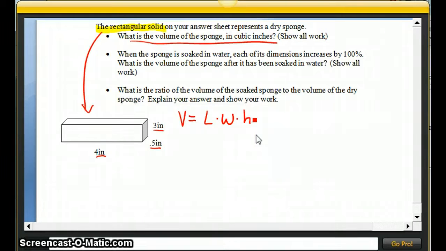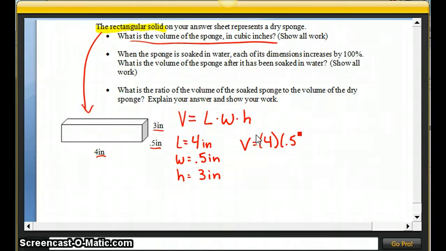So our length is equal to 4 inches, our width is 0.5 inches, and our height is 3 inches. So we are going to literally multiply 4 times 0.5 times 3, and when we do that we will end up with 6. And since we multiplied inches times inches times inches, it means that we have 6 cubic inches, or 6 inches cubed. So we had a formula, and all we had to do was substitute the numbers in. That's the first bullet.